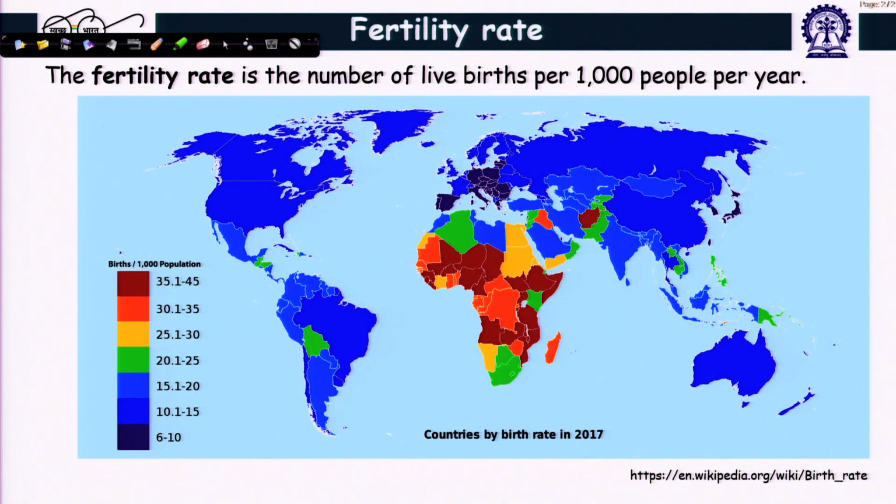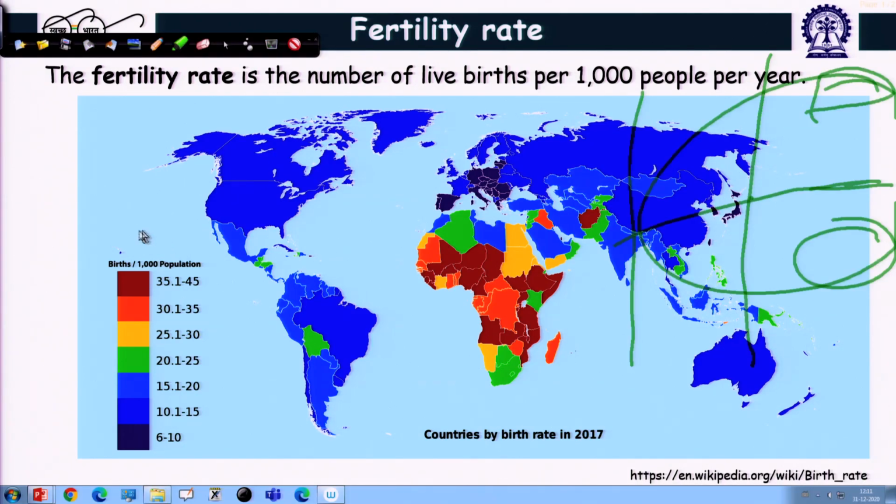Now, if you look at the fertility rate, it's the number of live births per 1,000 people per year. As we go from here to here, the number goes up. At the bottom, the dark blue is 6 to 10 births per 1,000. When you come to the dark magenta at the top, it is 35 to 45 births per 1,000.